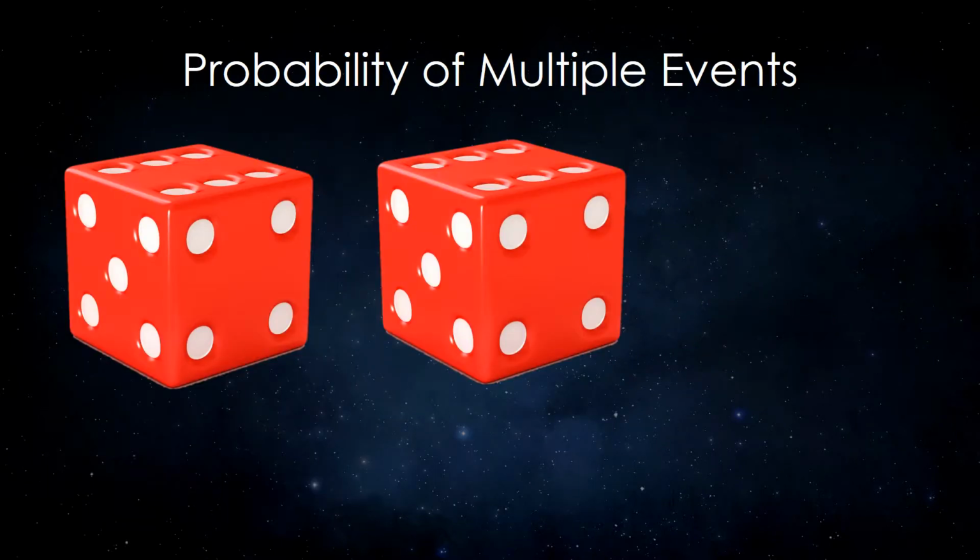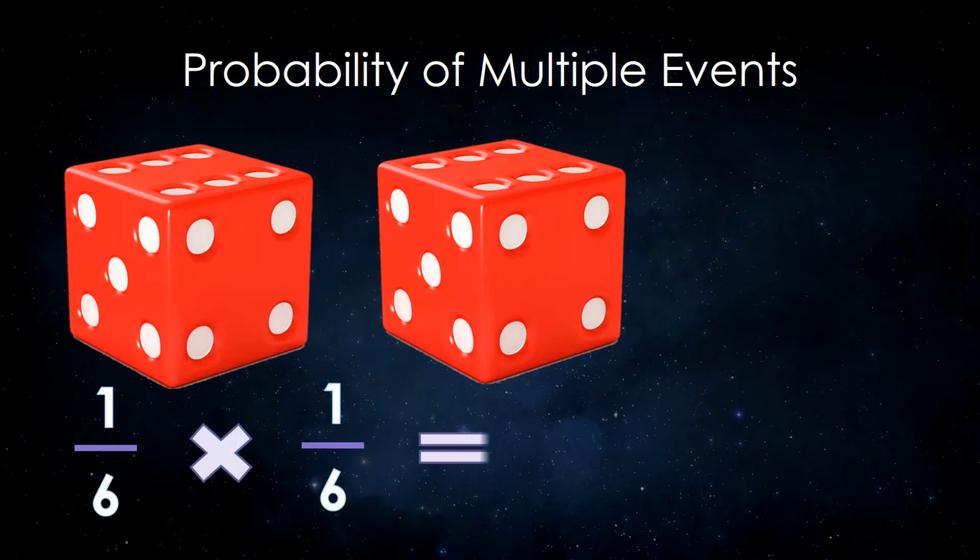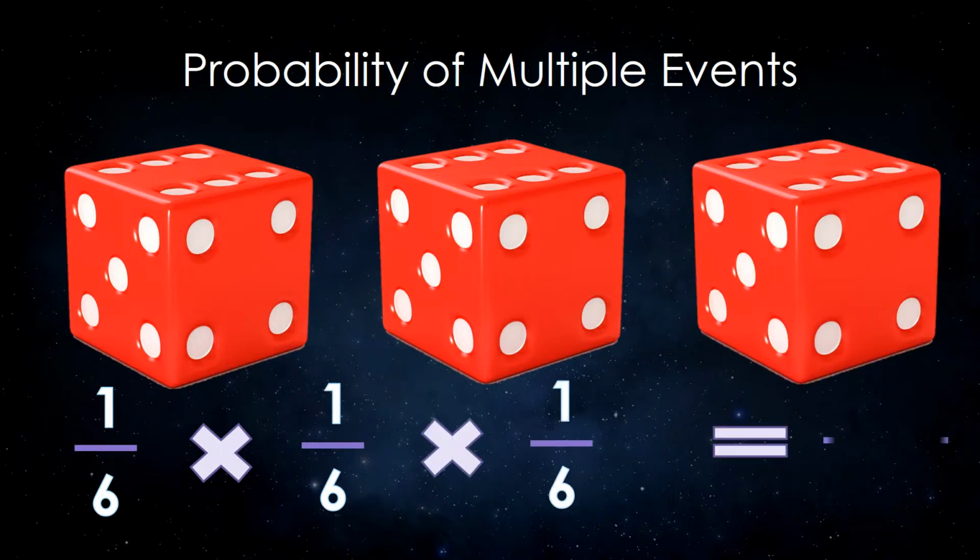We can also calculate the probability of multiple events happening or the same event happening multiple times in a row. We do this by multiplying the individual probabilities. Since the probability of rolling a 6 is 1/6, the probability of rolling a 6 2 times in a row would be 1/6 times 1/6, or 1 over 36. The probability of rolling a 6 3 times in a row is 1/6 times 1/6 times 1/6, or 1 over 216.